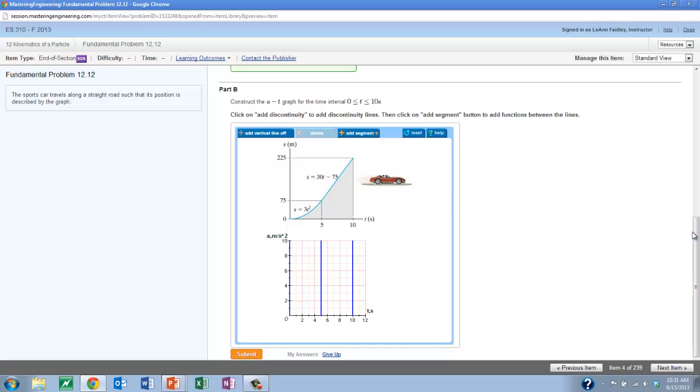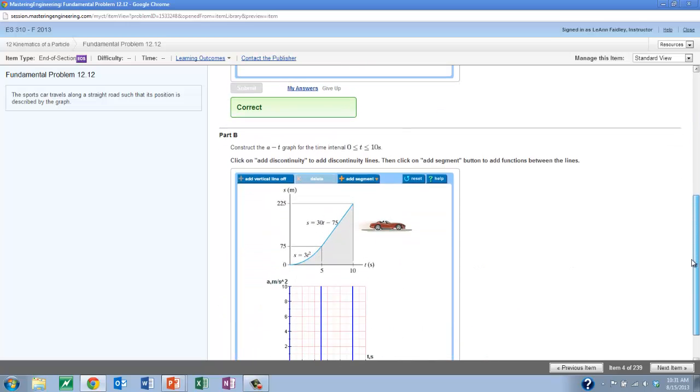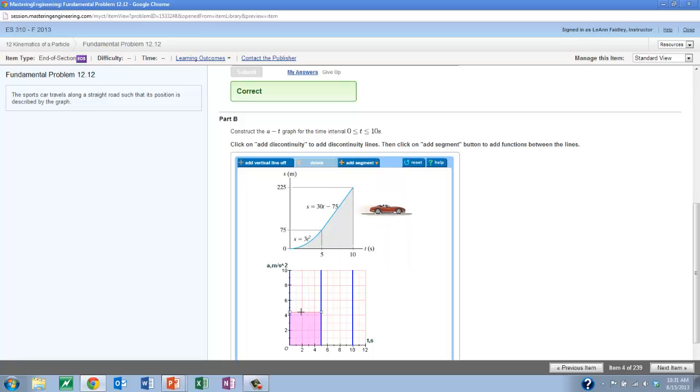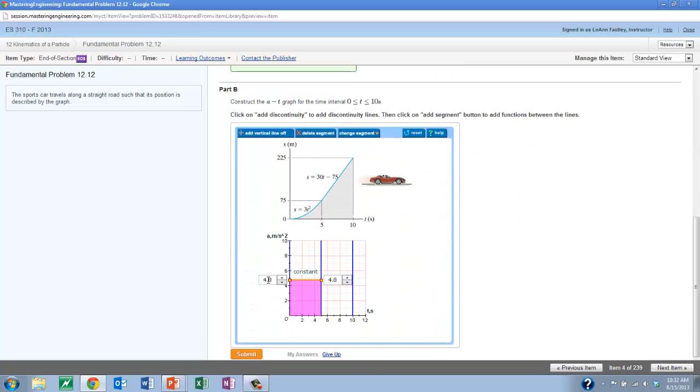And now we need to add our segments. So in the V graph, the first segment is linear, so it's going to be constant in the A graph. So we're going to add a constant, and I don't know what the value of that constant should be. So what is the slope from 0 to 5 for this graph? Well, we change by 30 in the V and 5 in the T, so 30 divided by 5 is our slope. So that would be 6.